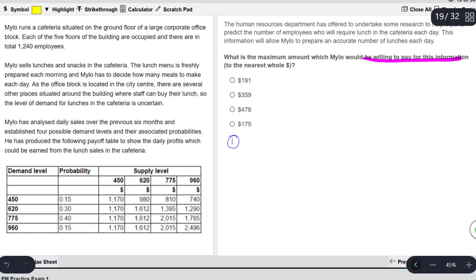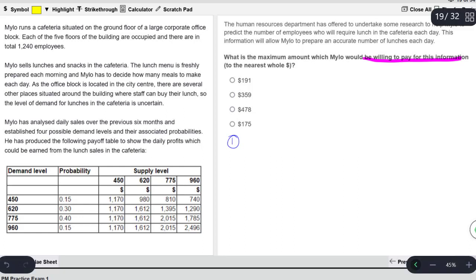is this. Imagine if we have a magical crystal ball that will tell us what the demand will be, okay, in advance. We go through and we select the best profit for each demand state and multiply that by the probability of that demand state. Okay, so check it out.